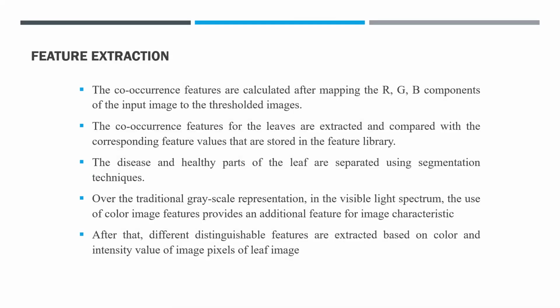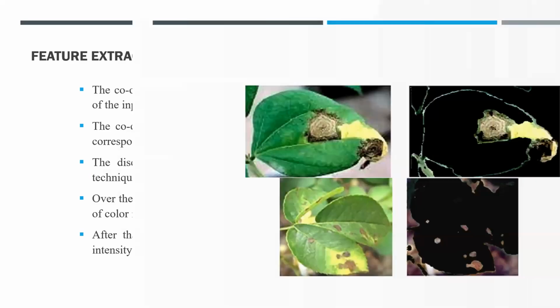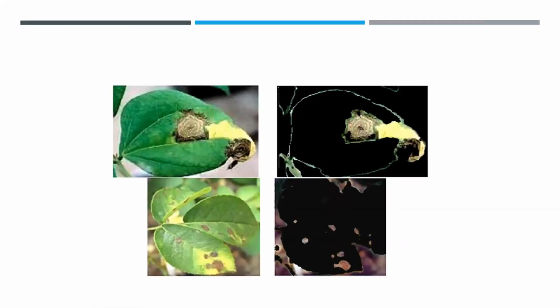Feature extraction. The co-occurrence features are calculated after mapping the RGB components of the input image to the thresholded images. So the disease and healthy parts of the leaves are separated using segmentation techniques. After that, different distinguishable features are extracted based on color and intensity value of image pixels of the leaf image. And this is data pre-processing.